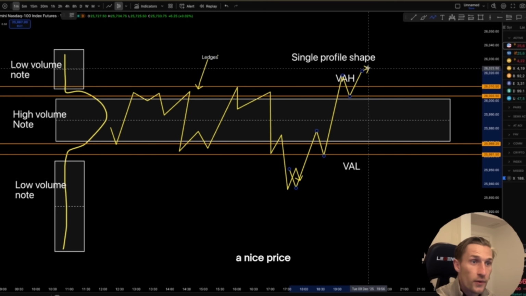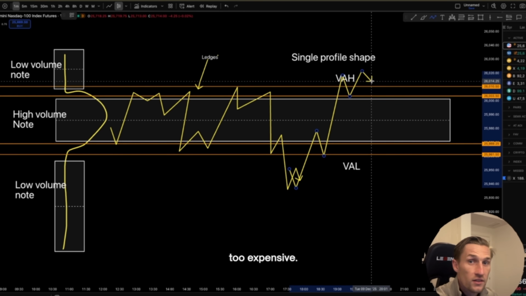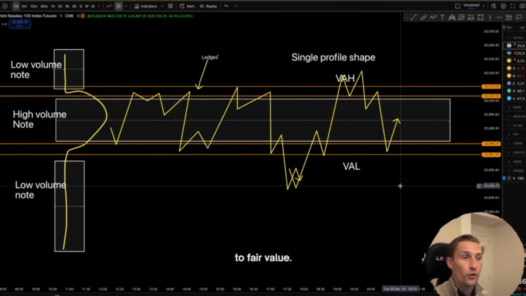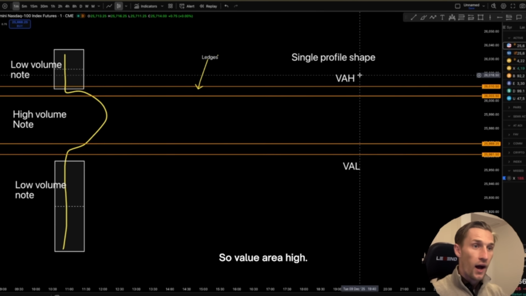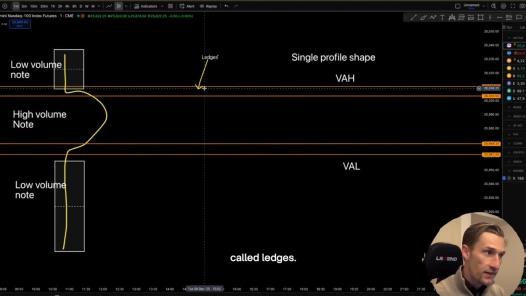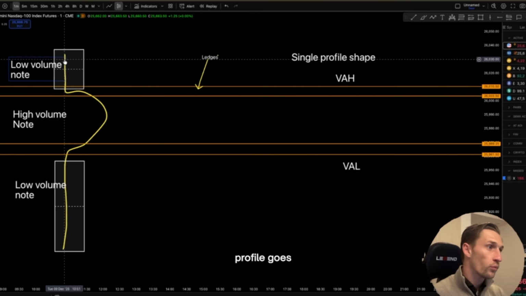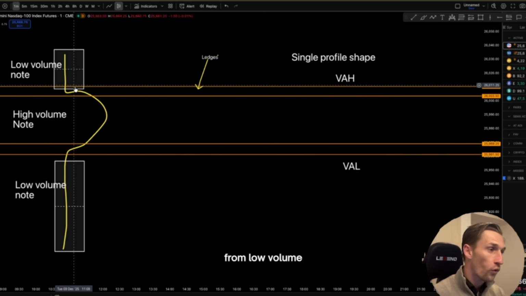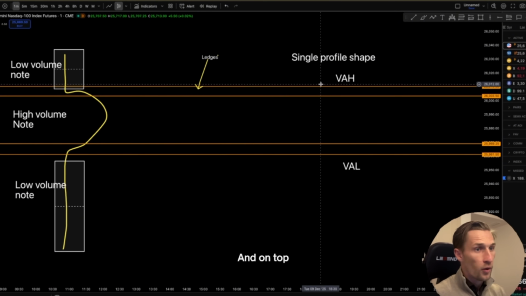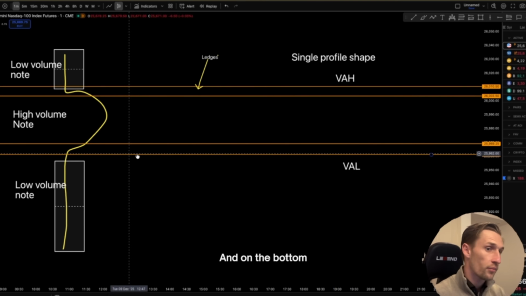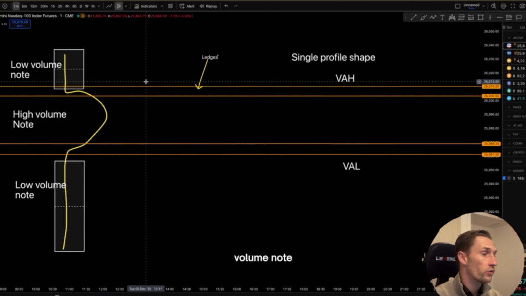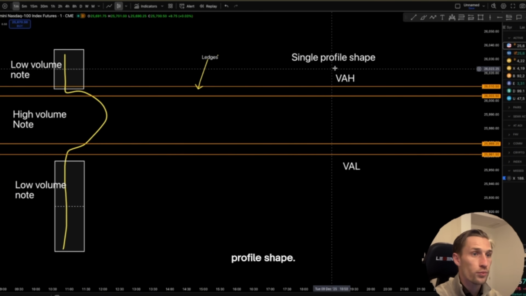Sellers think it's a nice price to sell, and buyers think it's too expensive. Well, what happens? We are trading back to fair value. So value area high, value area low. These things are called ledges. And this is where the volume profile goes from low volume node to the high volume node. Here you just create an area, and on top that is the value area high, and on the bottom that's the value area low. And if we have just one high volume node, that is called a single profile shape.